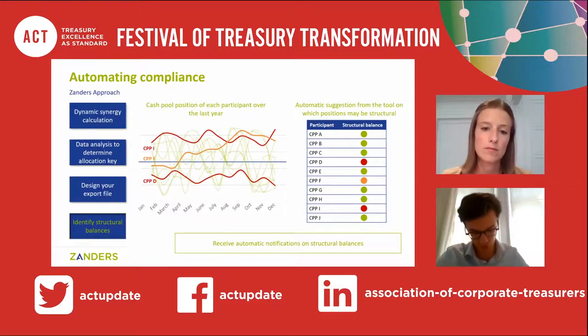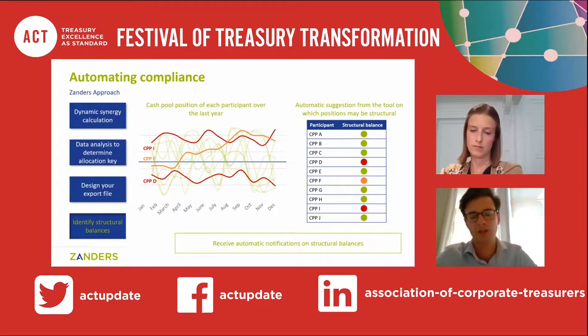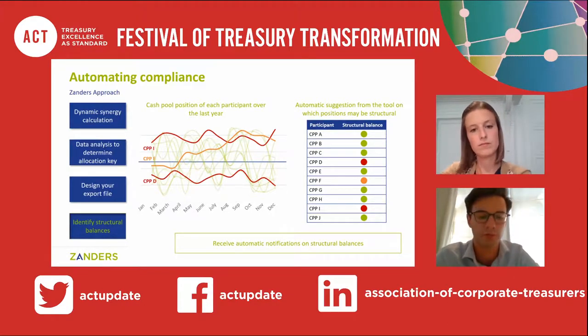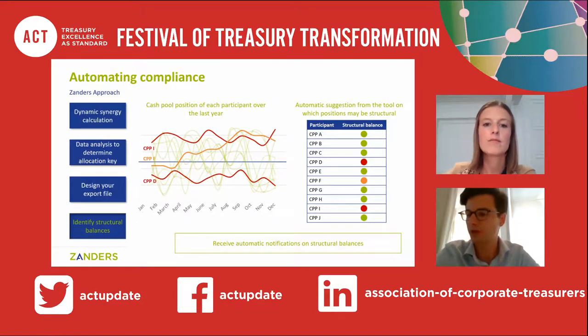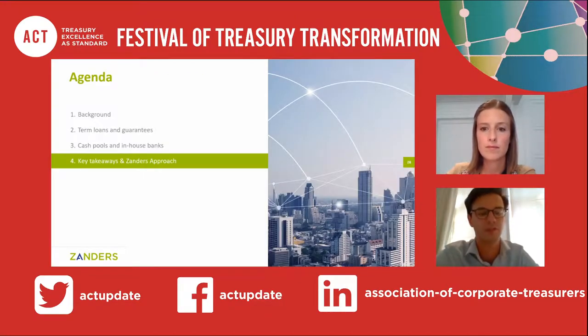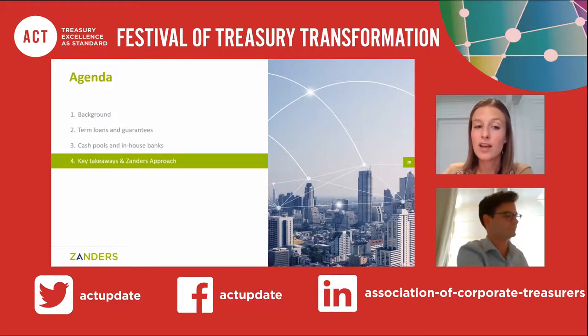And so as a summary for this chapter, please keep in mind to first calculate the cash pool synergy and then allocate towards the different participants and leader as well, depending on their contribution towards the cash pool. I see we have about 8 minutes left, so I'll hand over back to Melanie for the key takeaways of this session. Thank you.